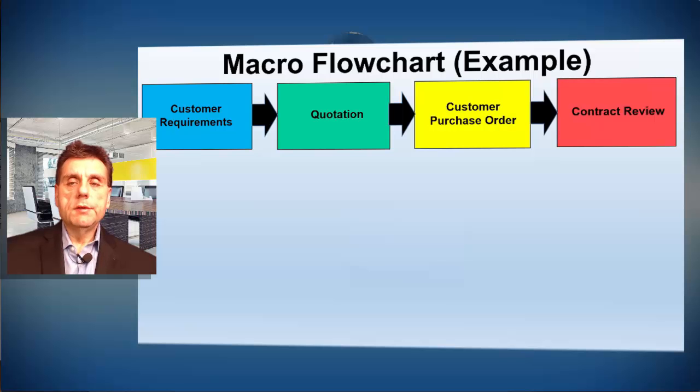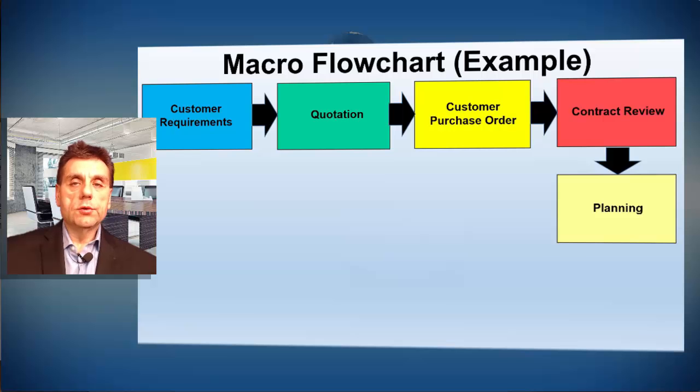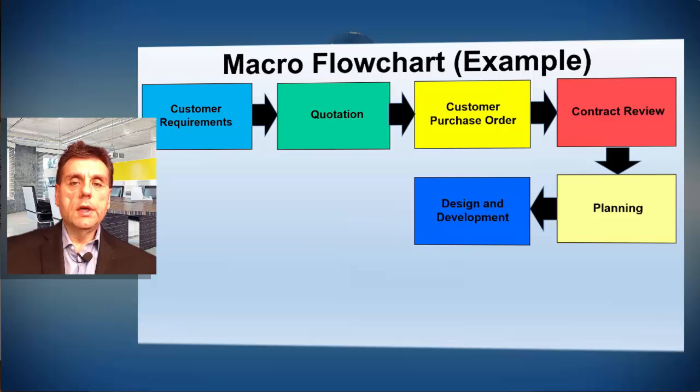Then once we receive it, we have to perform the contract review to make sure that we have all relevant information available, all drawings and specifications, and that we can meet the customer target in terms of delivery and everything else. Once we have that, we can move to the next stage, to the planning, to the schedule of our operations, to schedule our procurement, to schedule our design activities, and so on. Then if we have design and development, we perform those steps based on the customer requirements.